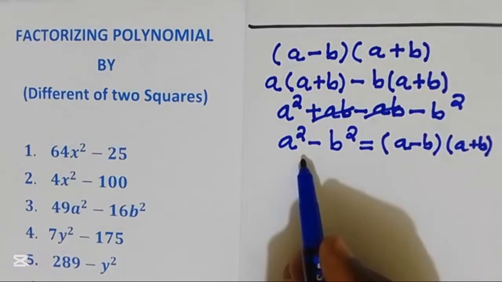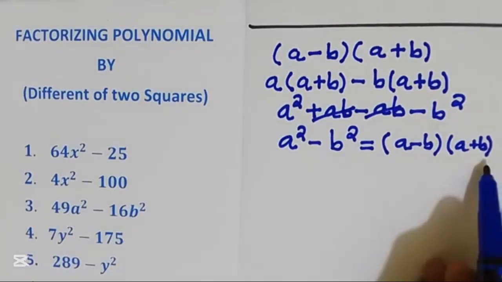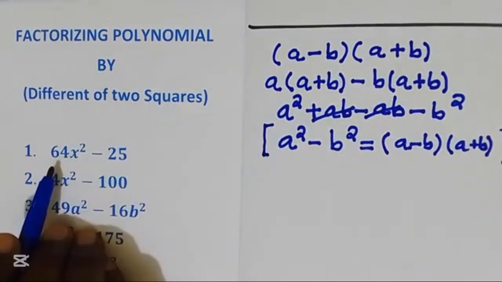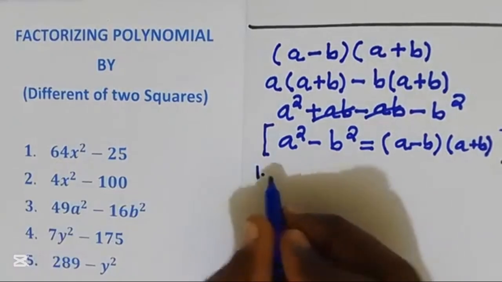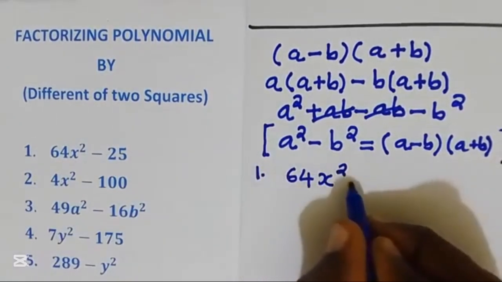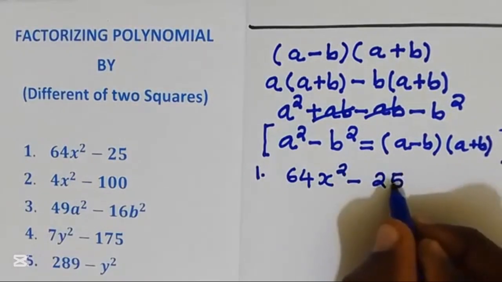Now, we are going to use this form, that is form of difference of two squares, to factorize these questions. Let us see question number 1. We have 64x squared minus 25.